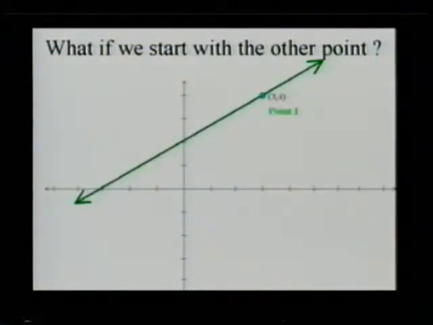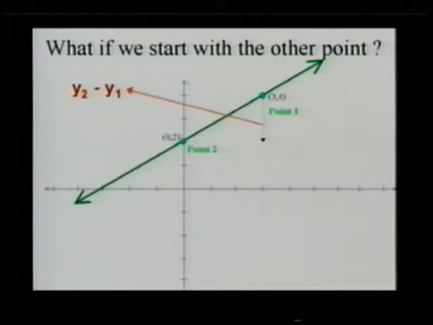We'll start with, in this case, the same line, but I'm going to switch the points. What if you made the first point (3, 4) and the second point (0, 2)? I should get the same answer, shouldn't I? Let's do it. In this case, it looks like the rise is a fall.